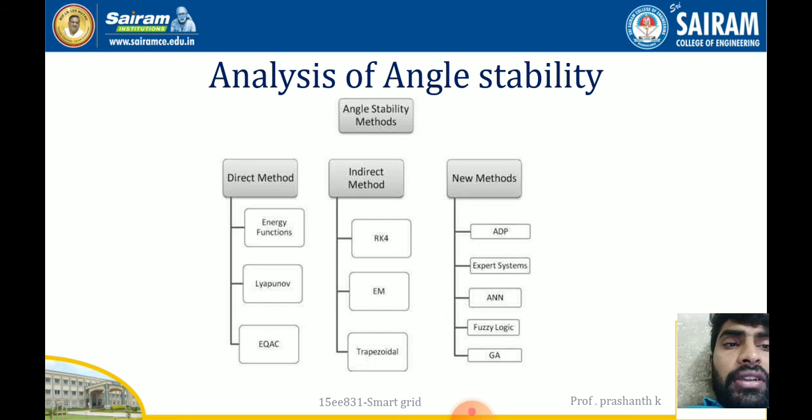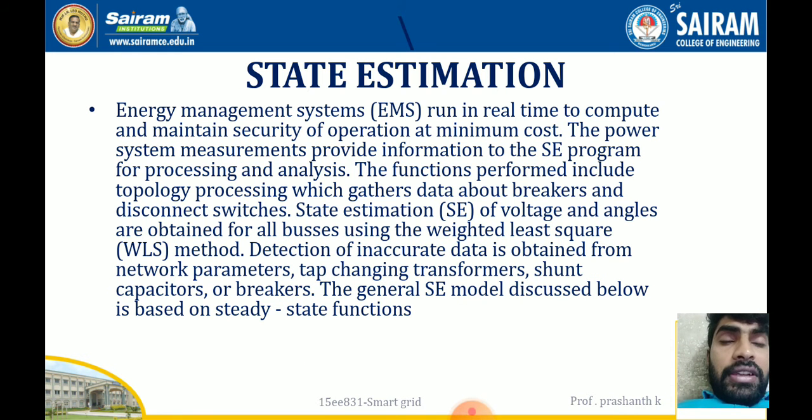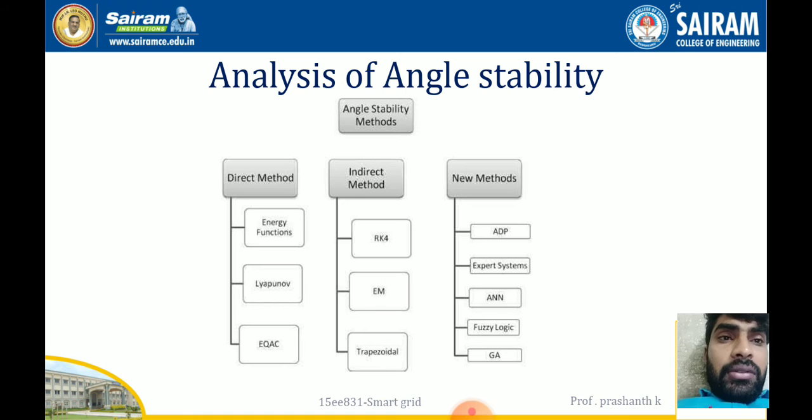New methods here: ADP, expert systems, ANN (artificial neural network), fuzzy logic. See here, the direct method and indirect method are the presently available existing systems, and the new methods, artificial neural network, fuzzy logic, expert system, ADP, GA, are implemented because we are making this power system into a smart grid. I mean, we are making it a smart one, right? By keeping some sensors and automatic devices, new methods we are going to implement over here. So in this analysis of angle stability, direct method, indirect method, and the new methods, we will compare once again.